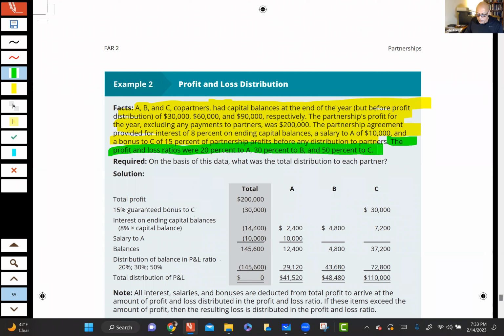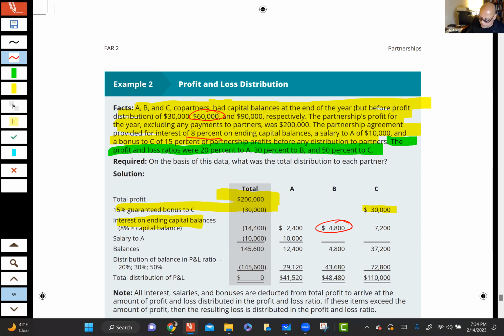So we just start following the directions. There was profit of 200,000. We've got the guaranteed bonus to C. That's got to go to C, that 30,000. So that's going to go into their account. Then we've got 8% of whatever the capital balances are. For example, I'm not going to do all three of them, but for B, B has 60,000. So 60,000 times 8% means that B is going to get 4,800. You kind of get it, right? They have 60. They're supposed to get 8% of that. So that gives them 4.8.